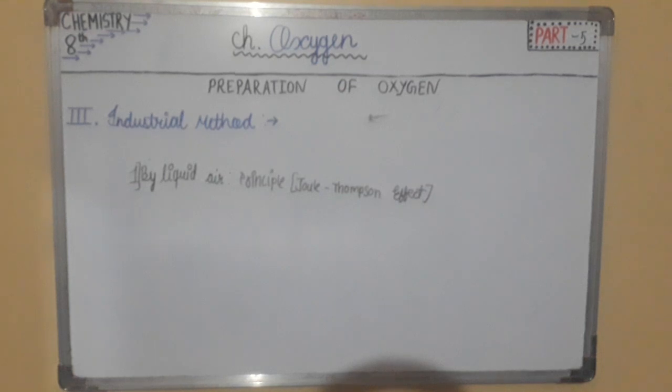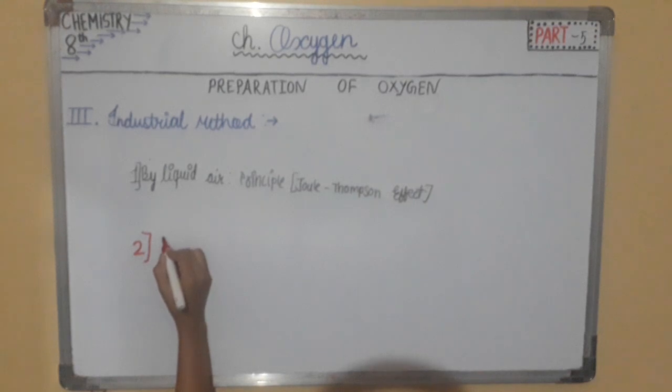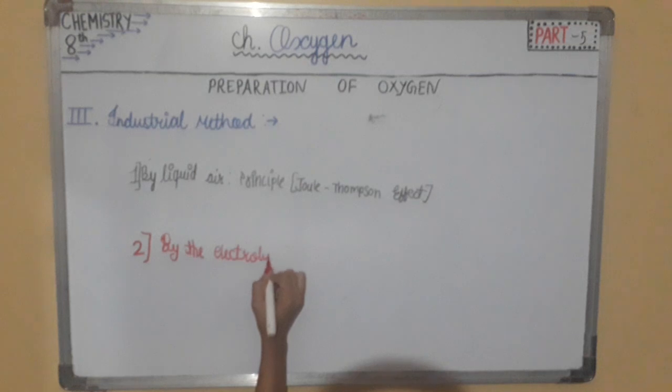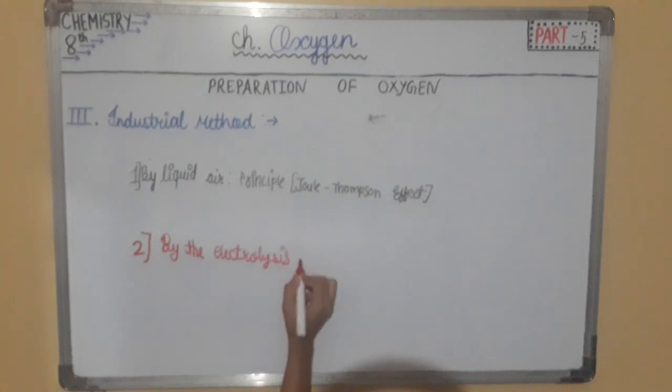The second method is by the electrolysis of water, H2O. The principle is: acidified water when subjected to electrolysis, chemical decomposition takes place, evolving O2.